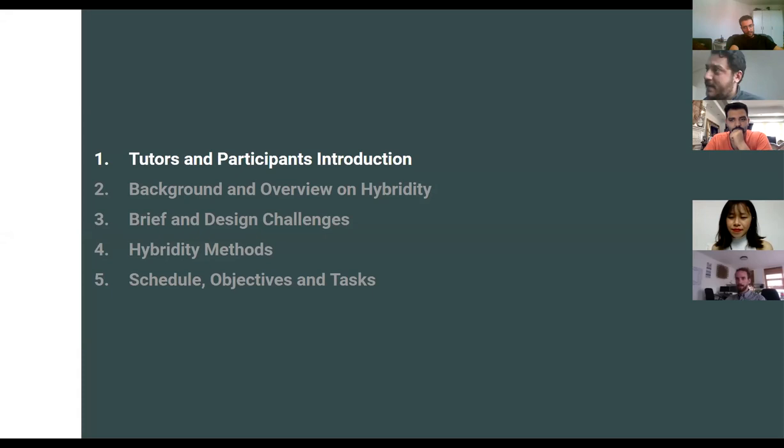And then we're going to have an overview or an introduction to the background. We're going to elaborate a bit more about the brief and the design challenge that we are addressing. And then we're going to discuss the four hybridity methods that we have developed and that you're going to learn in the first part of the workshop. And then we're going to discuss the schedule, objectives, and the tasks to be followed.